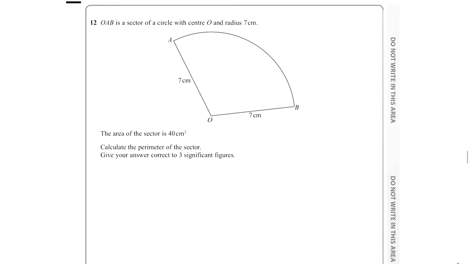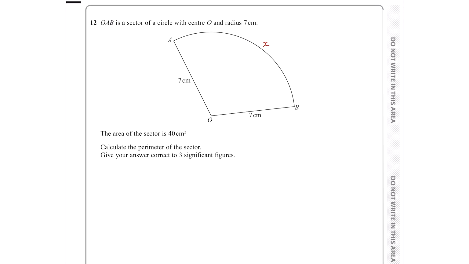OAB is a sector of a circle with center O and radius 7 centimeters. The area of the sector is 40 centimeters squared. Calculate the perimeter of the sector. Give your answer correct to 3 significant figures. To calculate the perimeter, the only thing we're really missing is this arc length. I'll call that x. If I have the arc length, all I need to do is add all the rest together. But they've given us the area.